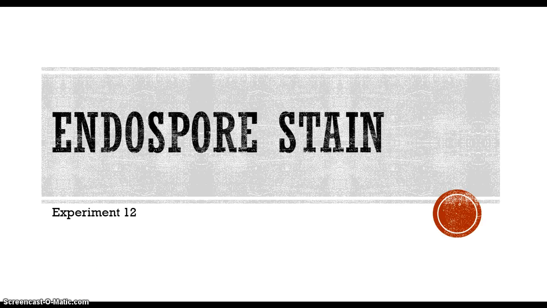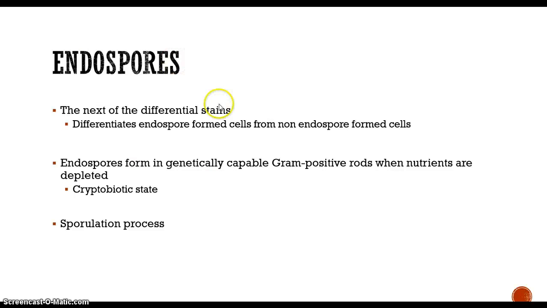Okay, so the next experiment, experiment 12, is the endospore stain. The purpose is to go over the differential stain of endospore stain. So that's the next in the line of differential stains after gram stain. It differentiates endospore formed cells from non endospore formed cells.